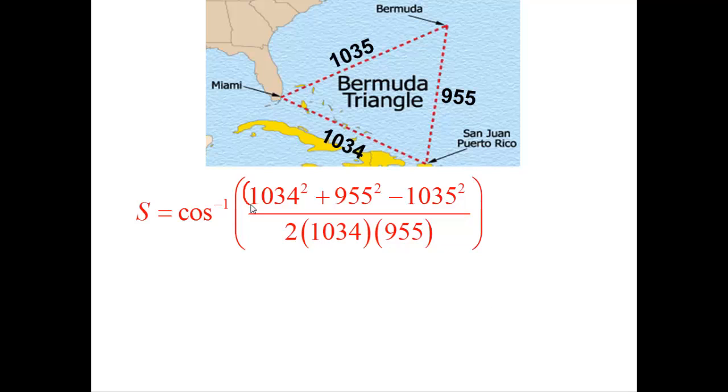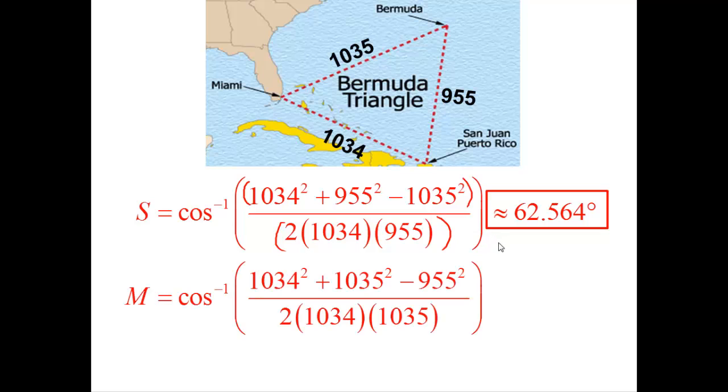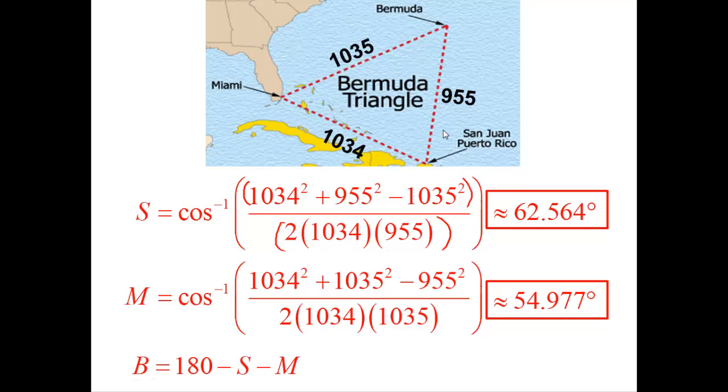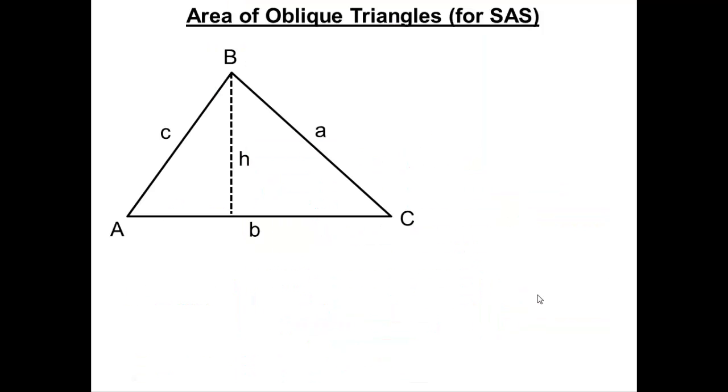If you're not using parentheses around the entire numerator and parentheses around the entire denominator, it's not going to come out correctly. It should be 62.564. I can do the same thing with the Miami angle, 54.977. And then to get the Bermuda angle, I would just subtract from 180. Make sure you store those two previous numbers in your calculator. I get 62.457. The next stop on our journey would be area.